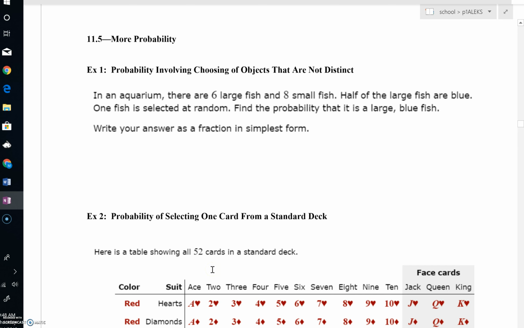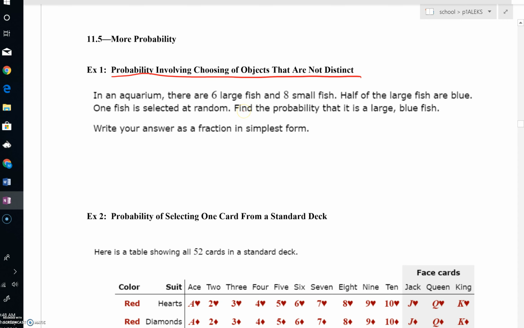Algebra 2, we're going to continue into probability with our second little mini unit in Chapter 11. Example 1 deals with finding probability involving choosing objects that are not distinct.